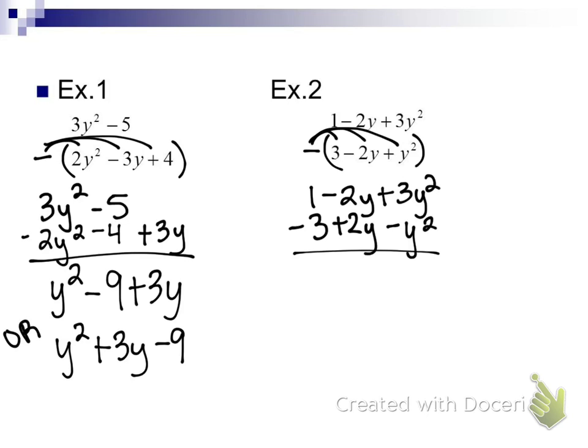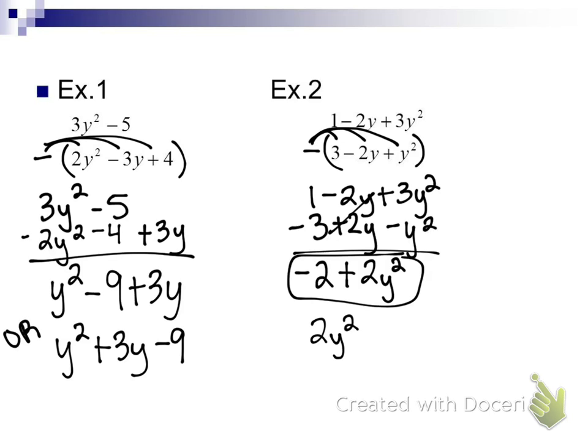Then we just combine like terms. Combine a 1 with -3. -2. Combine -2y, positive 2y. They cancel out. Combine 3y squared with -y squared. Positive or negative? Positive, so we put a plus sign. Okay, on this one also, if you, for whatever reason, wanted to rearrange it, you could. 2y squared minus 2 is also acceptable. Questions on those first couple examples?